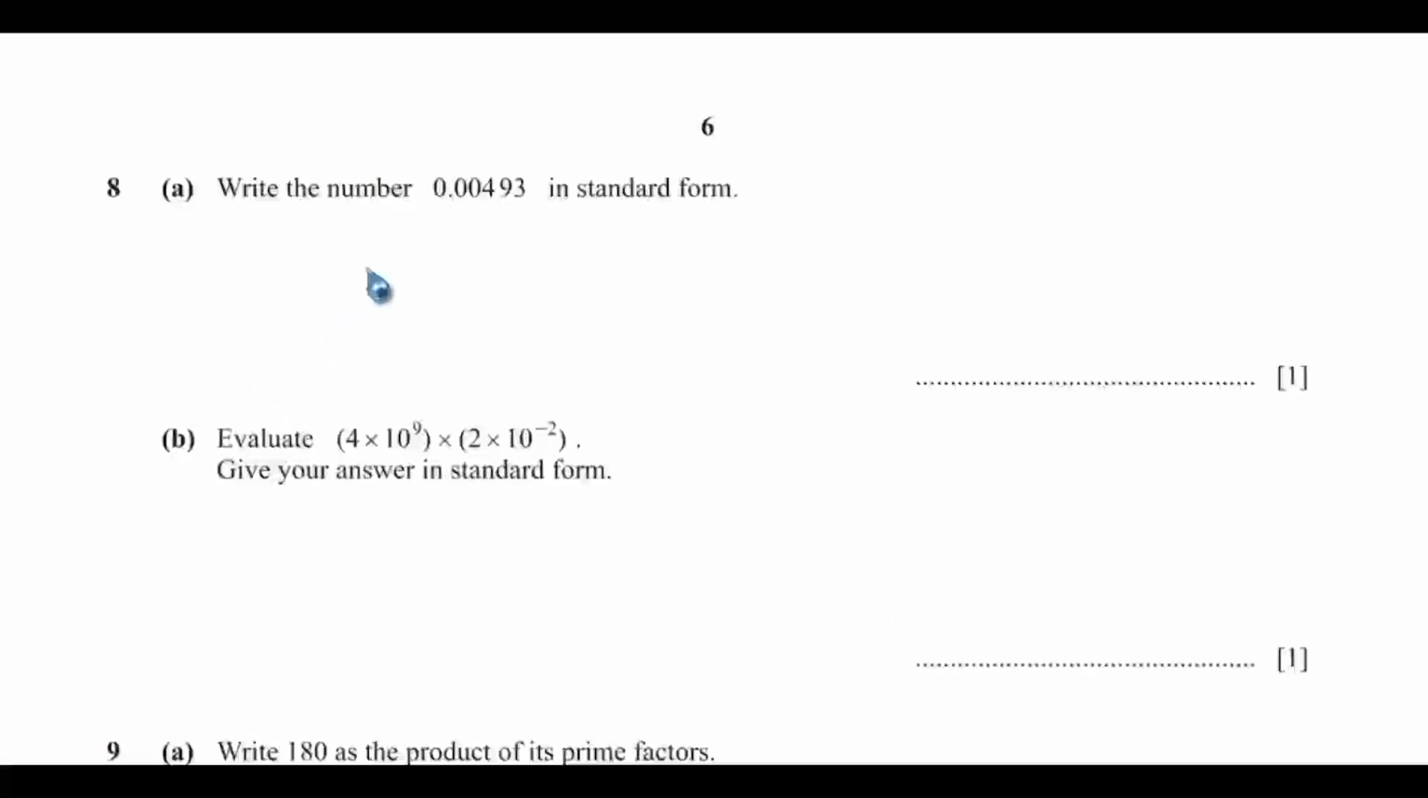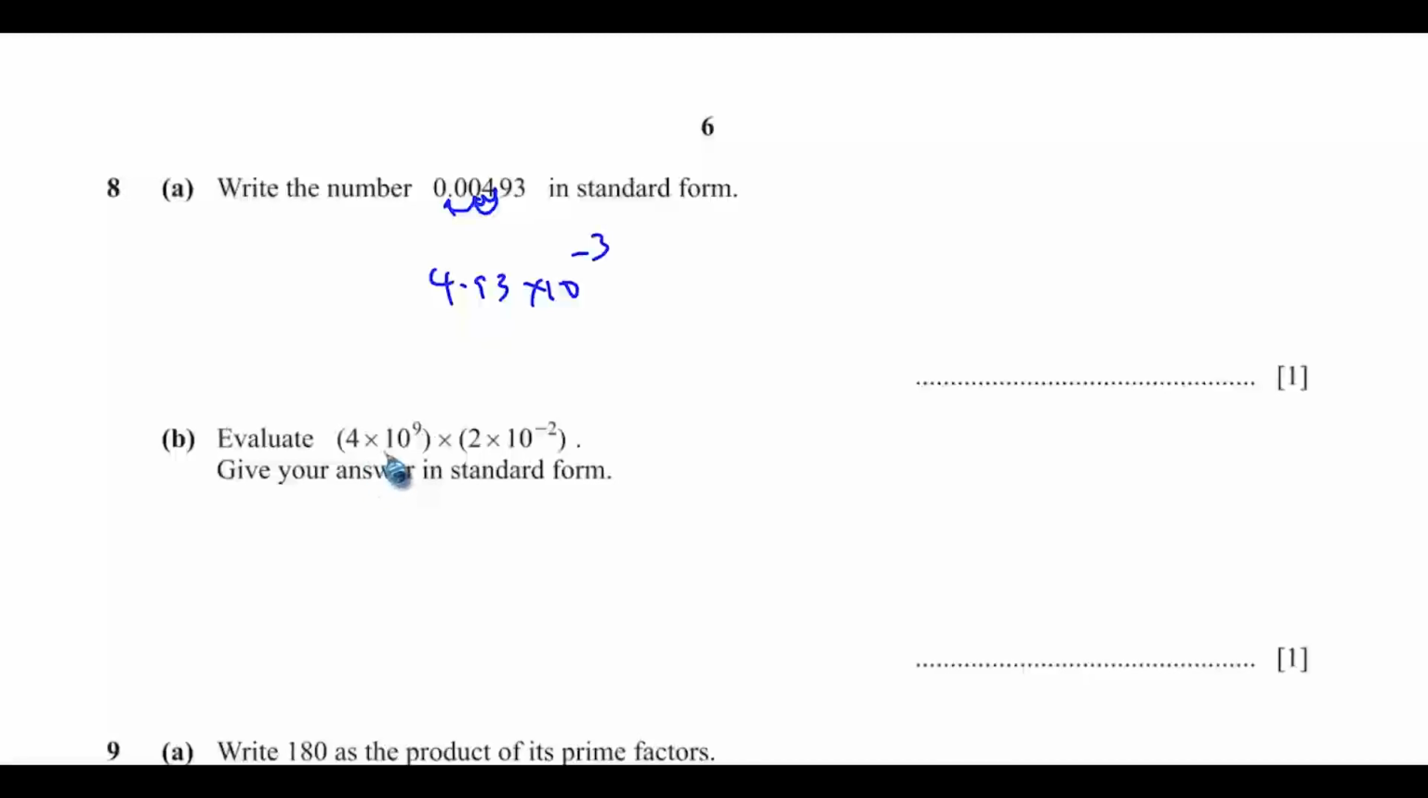That will be question 8. Write the number 0.00493 in standard form. Okay, so we need to form our standard form number. It is here, 4.93. So we'll come to this decimal point. 1, 2, and 3. That is times 10 to the power of -3, because we counted backward.